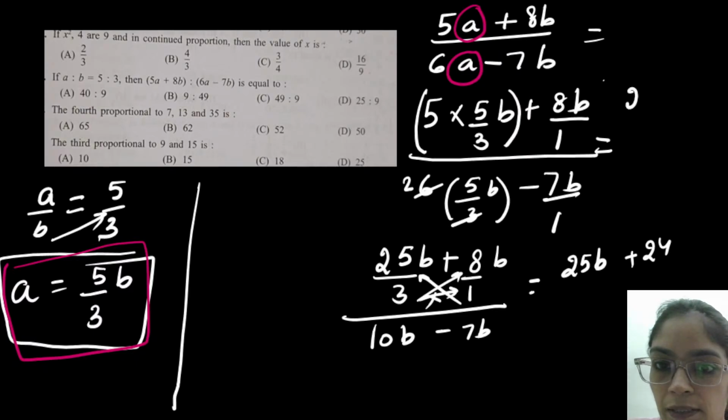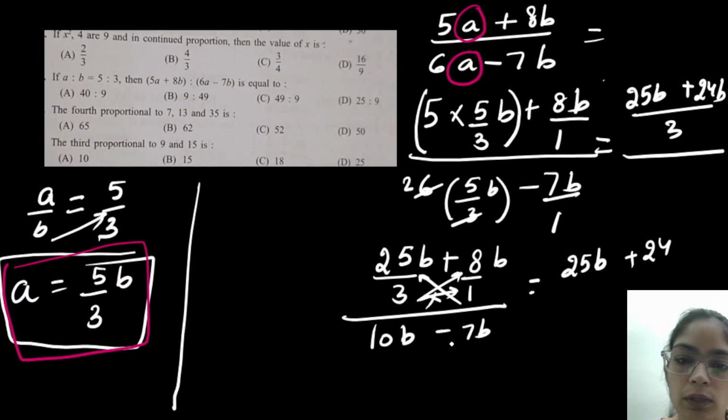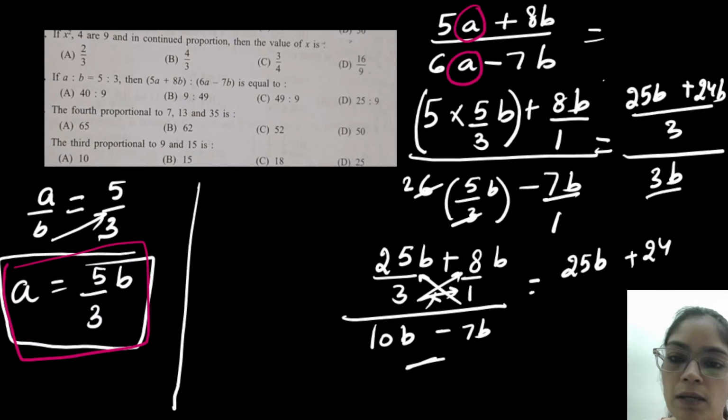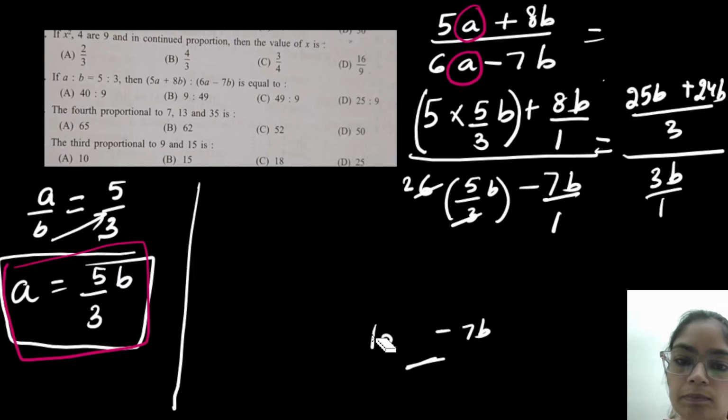So this is 25B plus 24B by LCM 3, and in the denominator what will we get? 10B minus 7B. Both are like terms, so we can directly write 3B. 3B by 1, you can write, because both should be in fractional form. So I hope it's clear till here. I am just going to clear this now. Now we can simplify like terms.